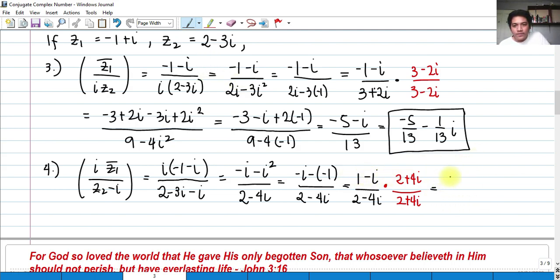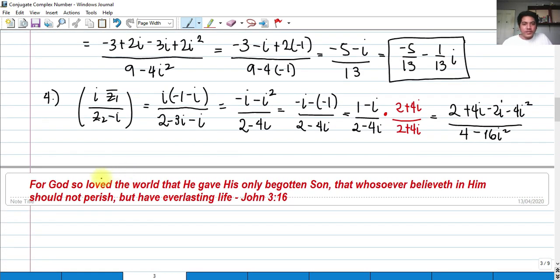So first we have 2. Outer we have plus 4i. Inner we have minus 2i. And last term we have negative 4i squared. And that is all over 4 minus 16, okay, i squared. Okay, and evaluate this, simplify this.